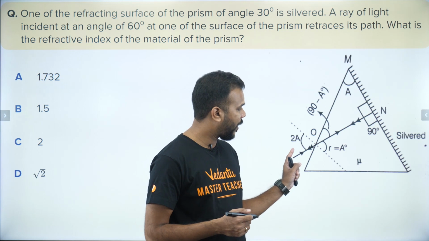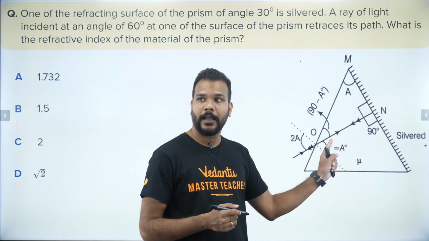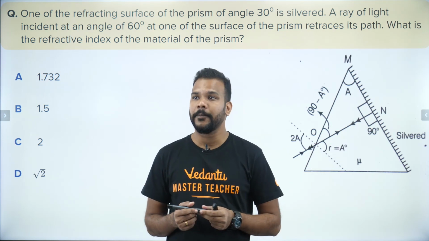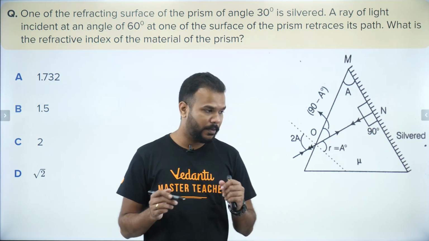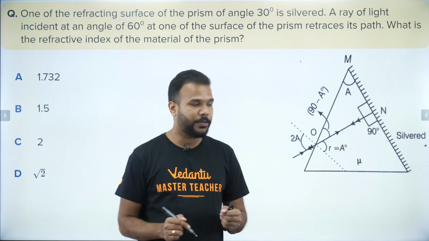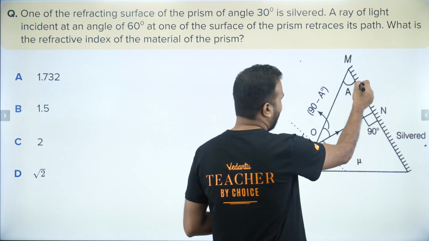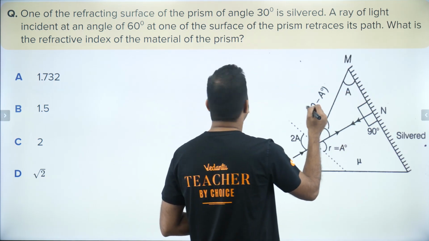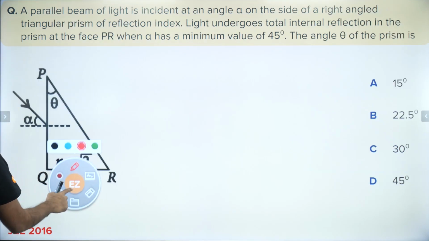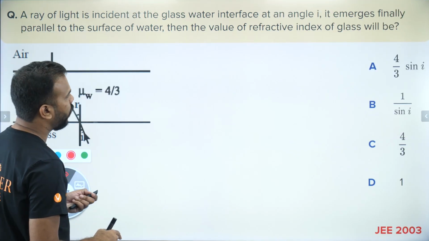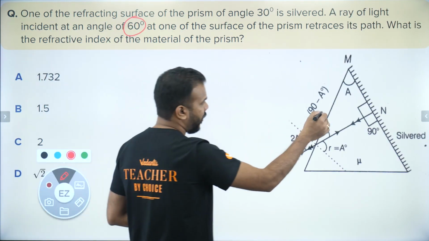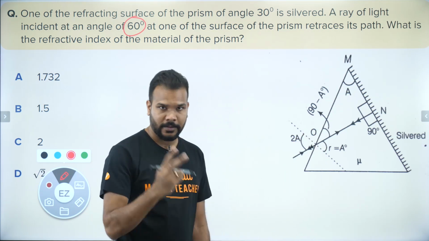So here the ray of light is incident at an angle of 60 degrees, and what happens? This light after refraction also retraces the path finally. So the refractive index of the material of the prism is to be found, and what is already given to us apart from the options is that this angle is the angle of prism, given as 30 degrees. The angle of incidence has been given to us also, guys. If you look at the angle of incidence here, that is given as 60 degrees. That is why if this angle is A, this angle is taken as 2A.